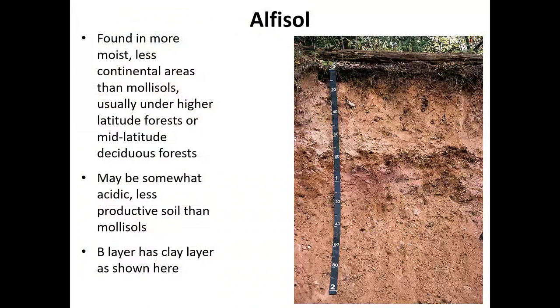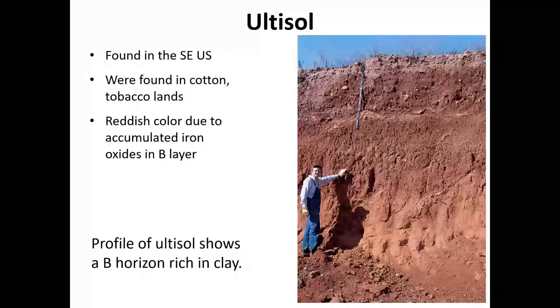Alfisols are soils that are found usually in higher latitudes. Deciduous forests have lots of these, and they often have an A and E horizon to them. So Michigan might have some alfisols.